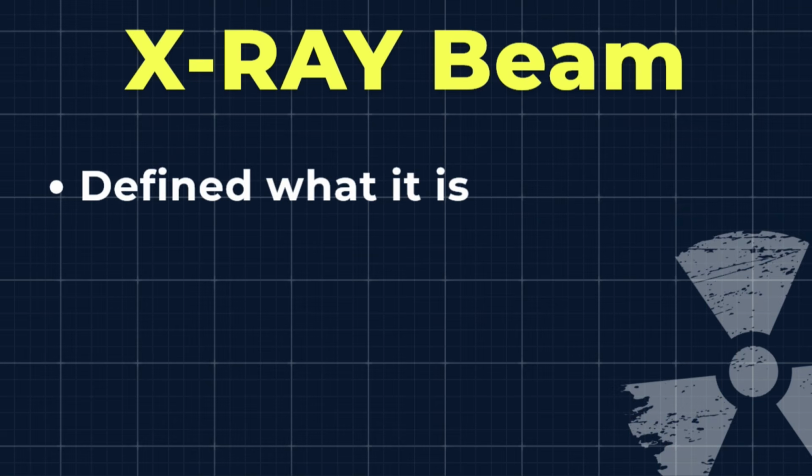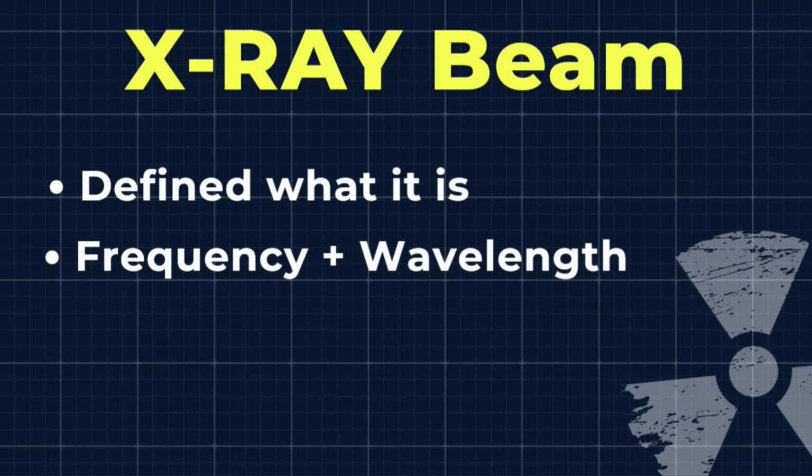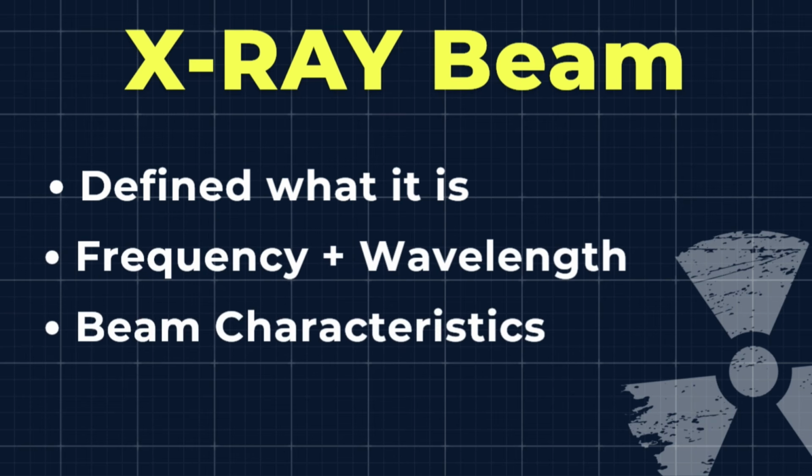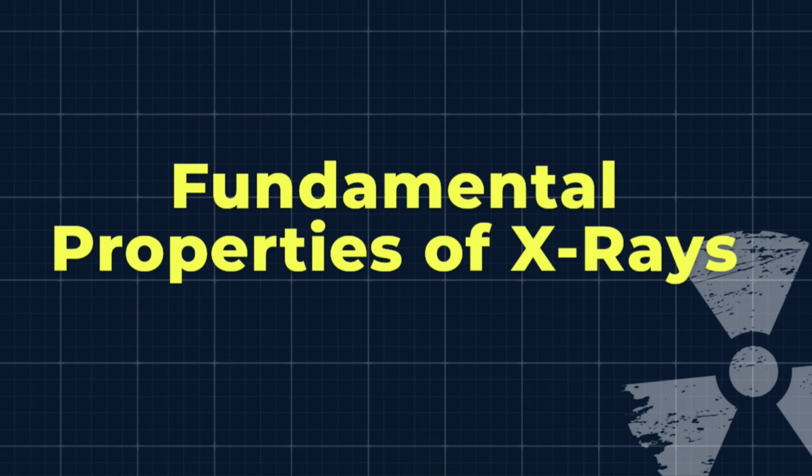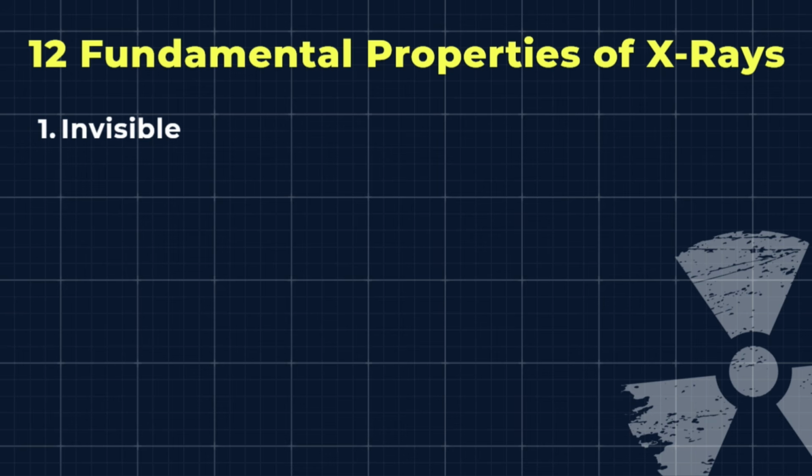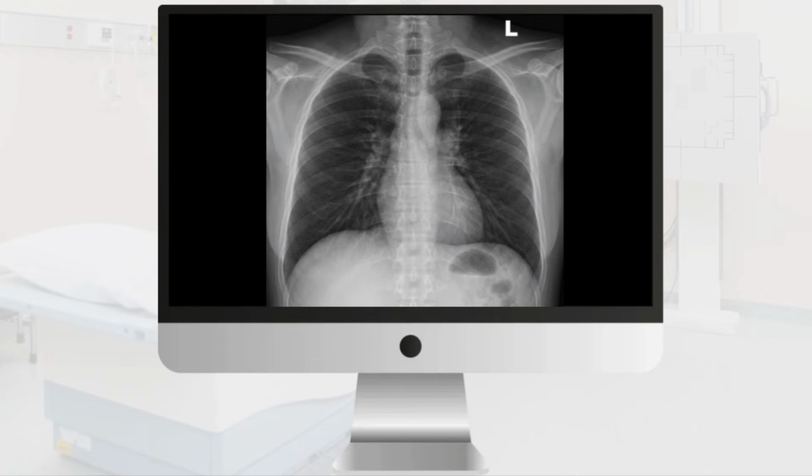Okay, we defined what an X-ray beam is. We looked at the significance of its frequency and wavelength, its inherent characteristics, and we just saw how it behaves under the principle of the inverse square law. Let's wrap up by looking at the fundamental properties of X-rays. First, they are invisible. We can't use our 5 senses to observe them as they're happening. Although we have a way of measuring them, we can only physically see the result they produce in the form of a radiographic image, or in some cases, the negative side effects they produce in our own bodies.